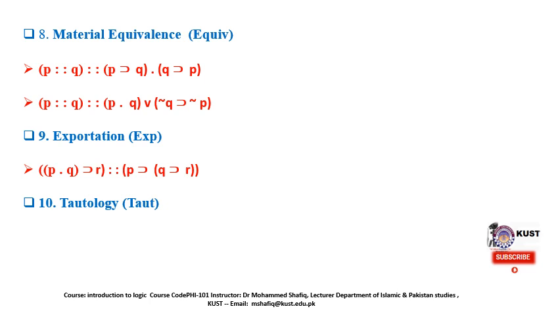Tautology is the last, rule number 10 of the rules of replacement, and it says that we can replace P with P wedge P, or P with P dot P. So if we take P as a statement saying that he is tall, it can be replaced with the statement, either he is tall or he is tall.